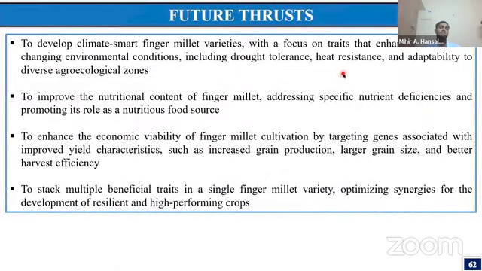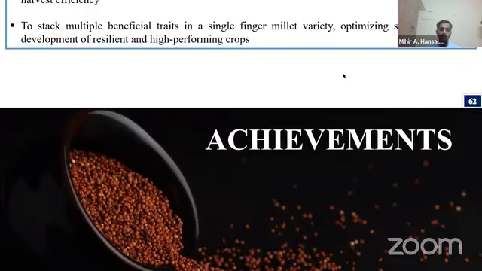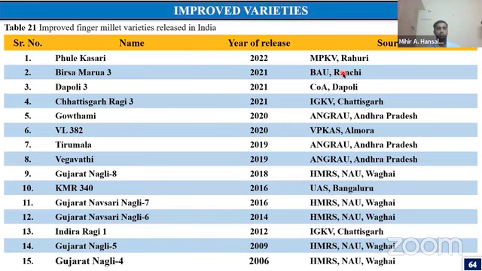First, we have to develop climate smart finger millet varieties, then improve the nutritional content of finger millet, which is low in minerals like iron and zinc. Then enhance the economic viability of finger millet by targeting genes associated with fodder improvement, bold grain size, and increased green production, then stack multiple beneficial traits in a single finger millet variety to develop a high performing crop.